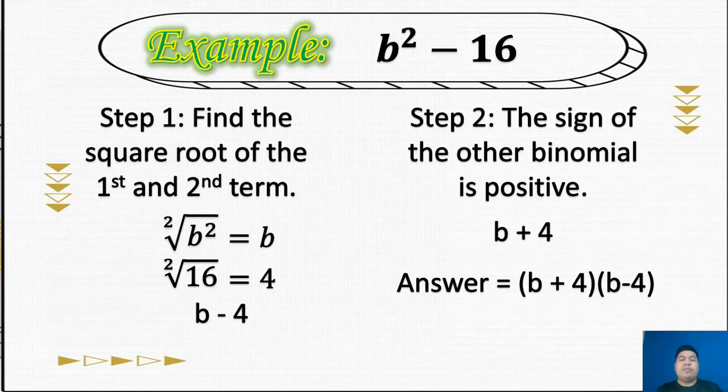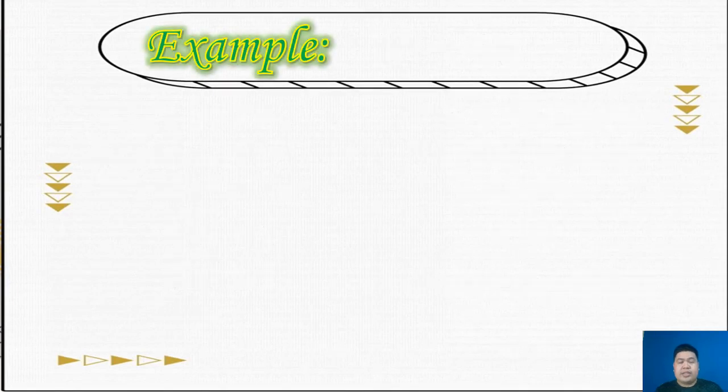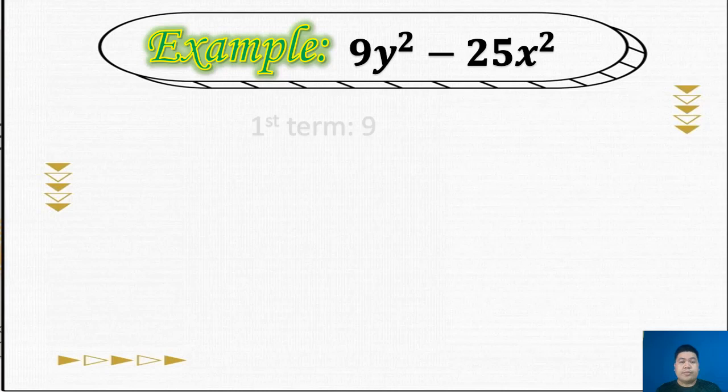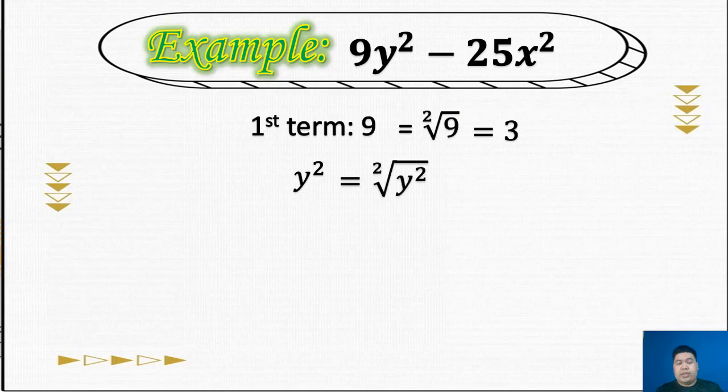Now, let's try to have another example. In example number 2, we have 9y squared minus 25x squared. The first term here is the 9. So get the square root of 9. The square root of 9 is 3. Then get the square root of y squared. Square root of y squared is y.